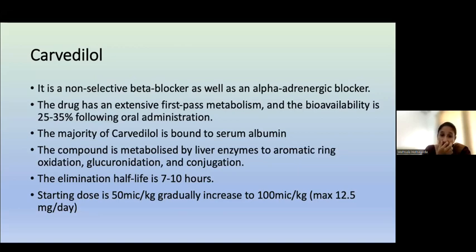It has an extensive first pass metabolism, so bioavailability would be 1/4 following oral administration, and it's bound to serum albumin. Basically, it is metabolized by the liver with some oxidation, glucuronidation, and conjugation. The half-life would be around 7 to 10 hours. So usually we give it as a BD dose, one in the morning, one in the afternoon. Starting dose for children would be around 50 mics per kg. You can gradually increase up to 100 mics per kg. And the maximum dose would be 12.5 milligrams per day in children.